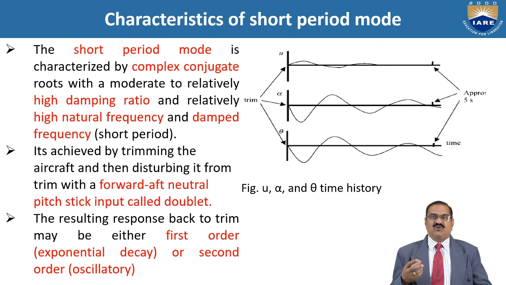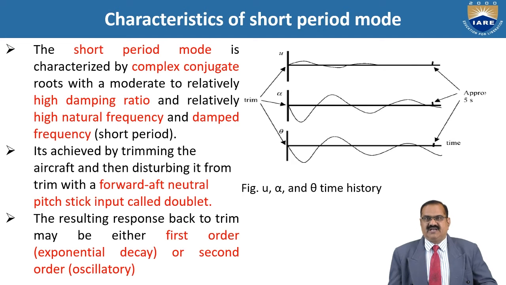So in this, a moderate to relatively high damping ratio, zeta, will be there, and a relatively high natural frequency and damped frequency. So these frequencies also will be very high, and the damping ratio will be moderate. It is achieved by trimming the aircraft and then disturbing it from trim with a forward, aft, neutral, forward and aft pitch input called the doublet. The resultant response back to trim may be either first order exponential decay or second order oscillatory decay.